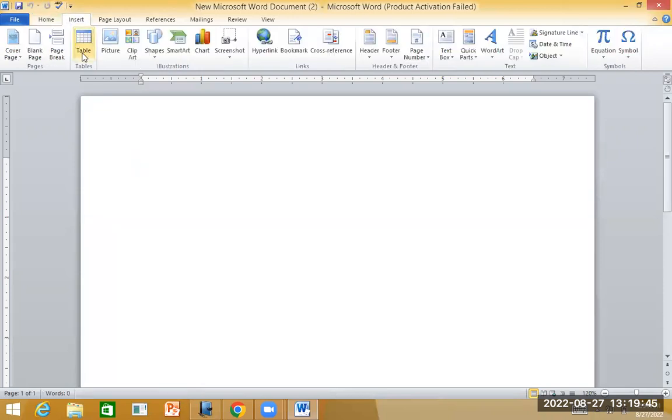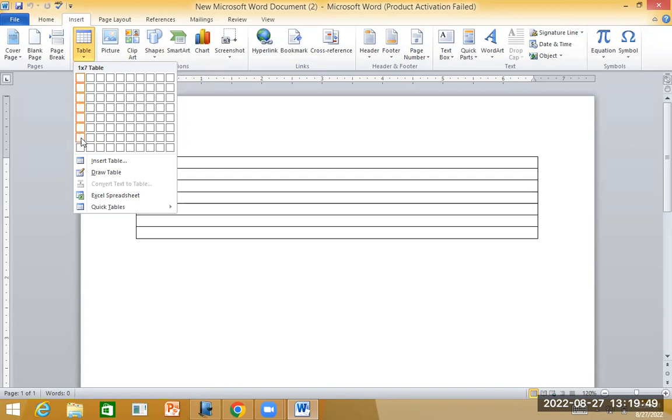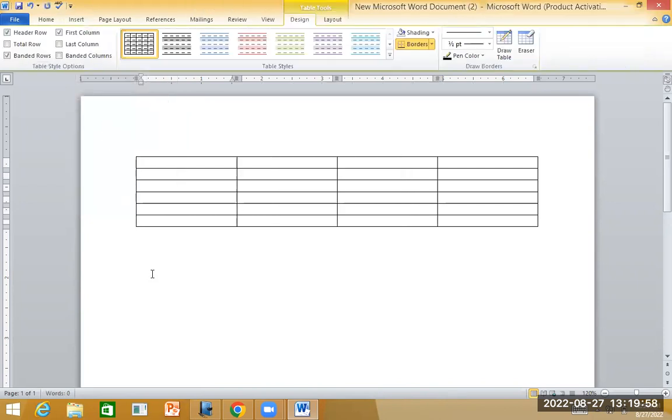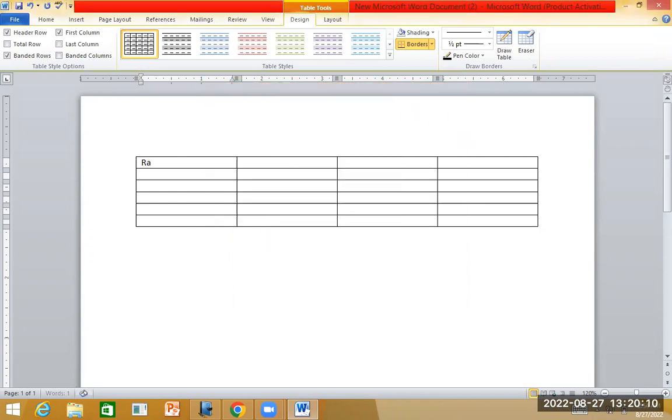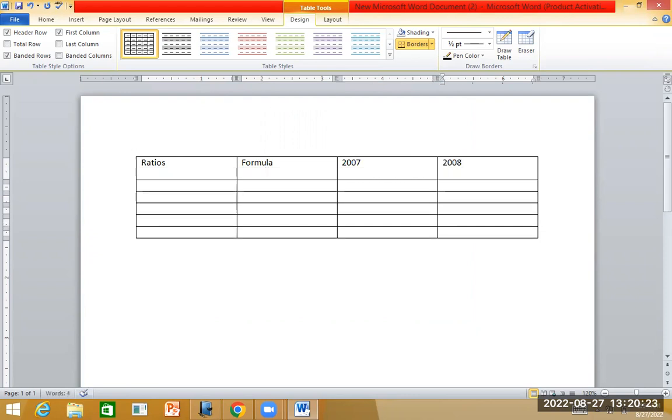From this insert column, always make a table, as you need to calculate 5 ratios, and select 4 columns. That will be enough. So the first column is named ratios, then formula, then 2007, 2008. It's not that compulsory, but if you make this formula column, that will be great. Gross profit ratio. That's the name. The formula will be gross profit upon sales multiplied by 100.